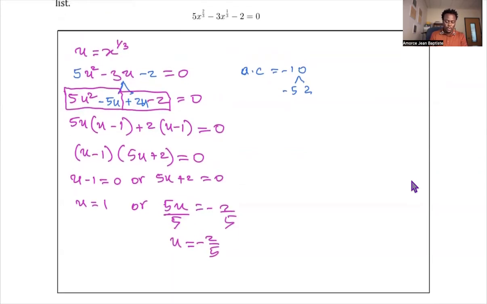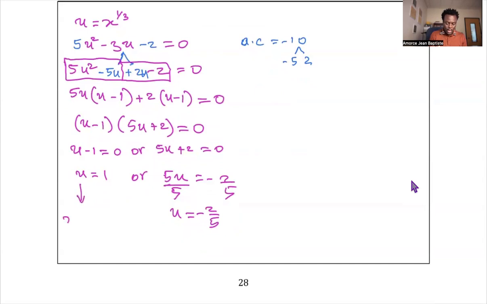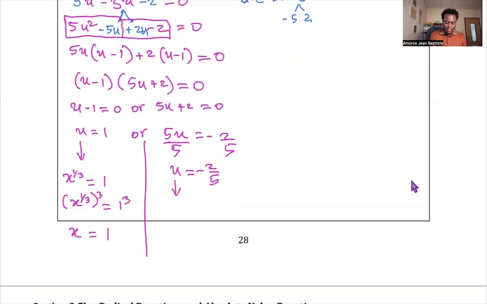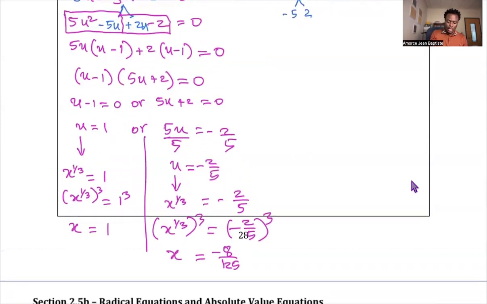Now go back to your previous variable. U was x to the power 1/3. So x to the power 1/3 equals 1. If you raise both sides to the power 3, x will be 1 for the first one. And the second one, we would have x to the power 1/3 equals negative 2 over 5, raising both sides to the power 3. That will be negative 2 over 5 raised to the power 1/3, to the third power. X equals negative 8 over 125. So your solution set here is 1 and negative 8 over 125.